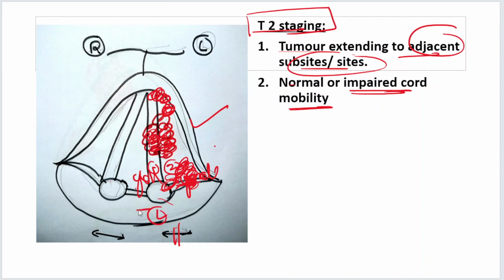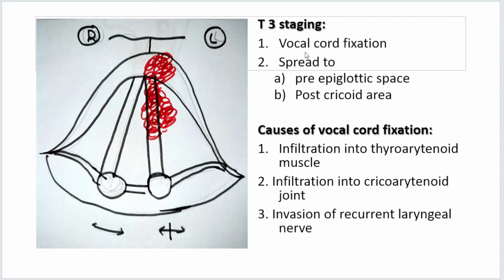Left side vocal cord is not moving as well as the right vocal cord, which means that there is impairment of the vocal cord mobility. Impairment of the vocal cord mobility, stage T2. As the tumor is growing, the T is also growing, right? Stage T3. T3 means vocal cord fixation.